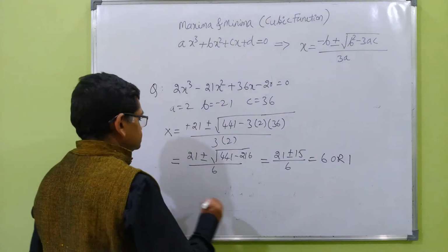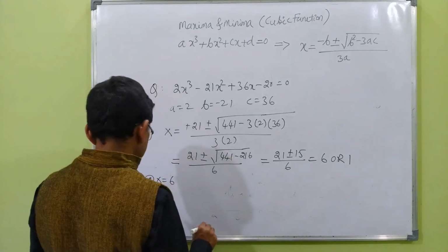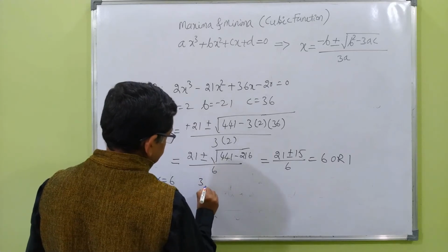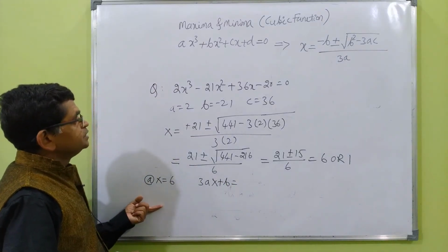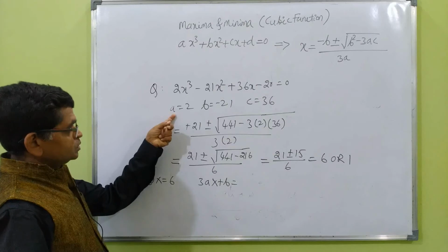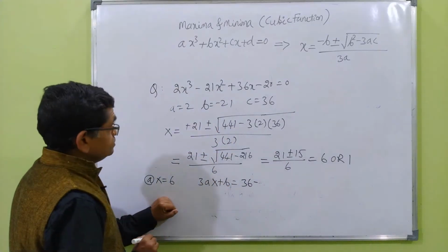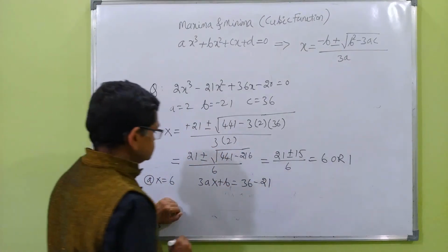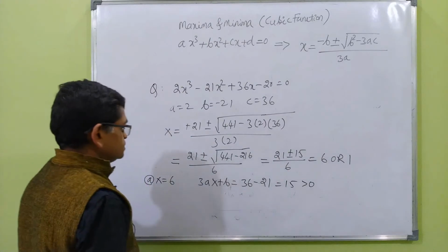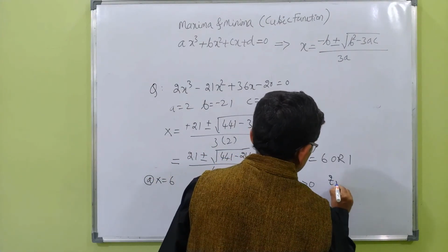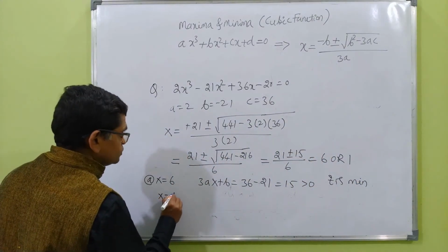Isn't it? So at x is equal to 6, consider 3ax plus b, which is equal to 3 into 2 into 6, so 36 minus 21. That is 15, positive, so f attains minimum value at x is equal to 6.